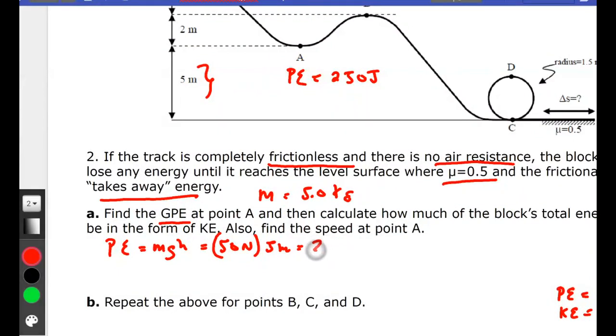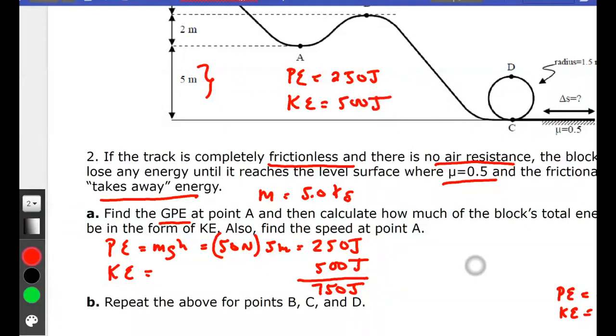The PE is 250 joules. Then what must the KE be? Well, if there's no work against friction in this roller coaster, it must be 500 joules. Why? Because the total energy, when there's no work done on or by my system, doesn't change. It was 750 before when it was at the top. It should still be 750. So this must be 500 joules.